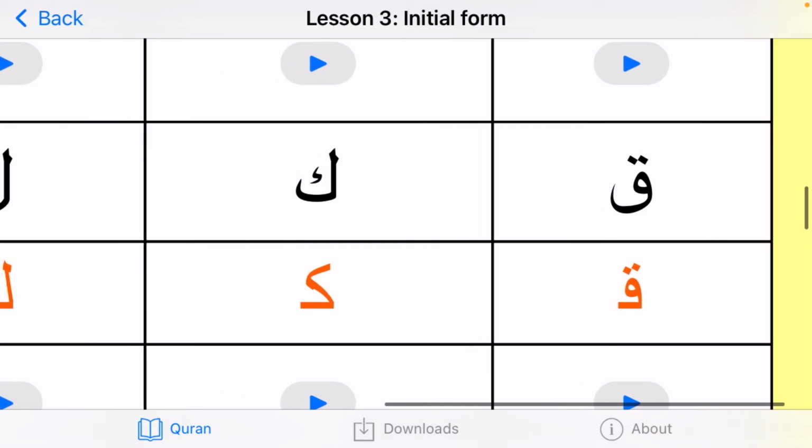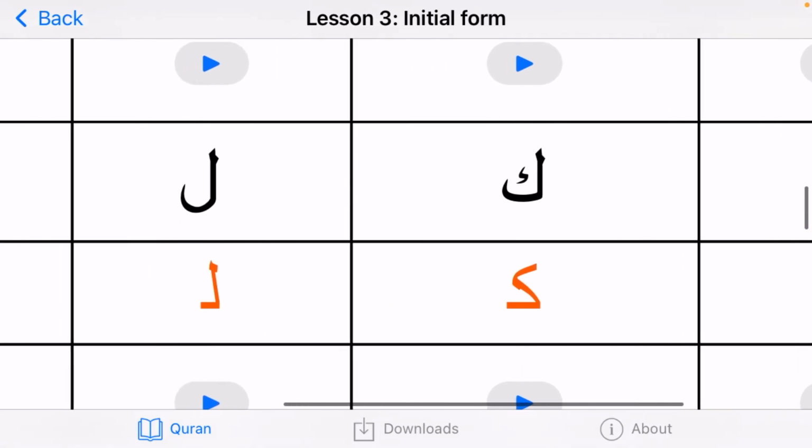This letter is kaf. As you can see, kaf looks nothing like its original form. In the initial form, it looks nothing like the original form. Maybe you can see this wiggly small thing. It looks similar to the big kaf, but has no similarity. So this is something that we should all pay attention to, especially in the Quran.